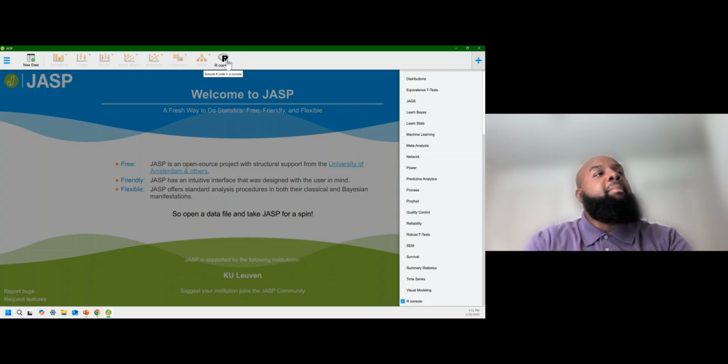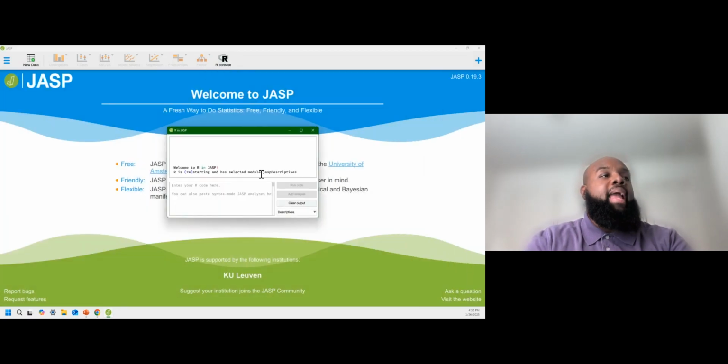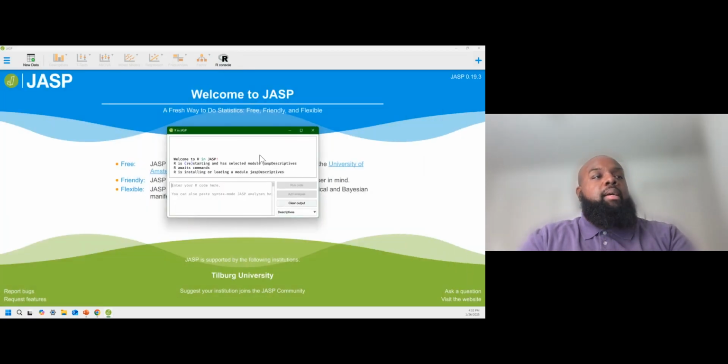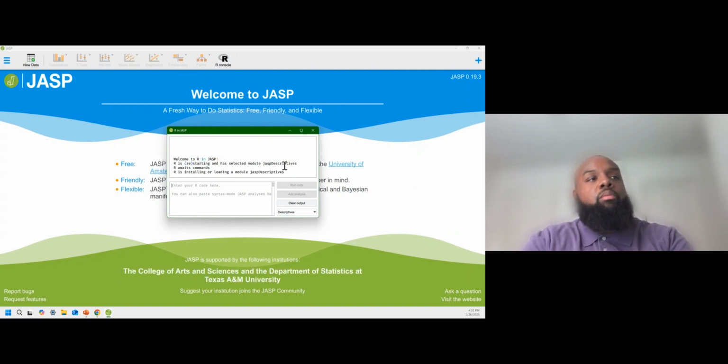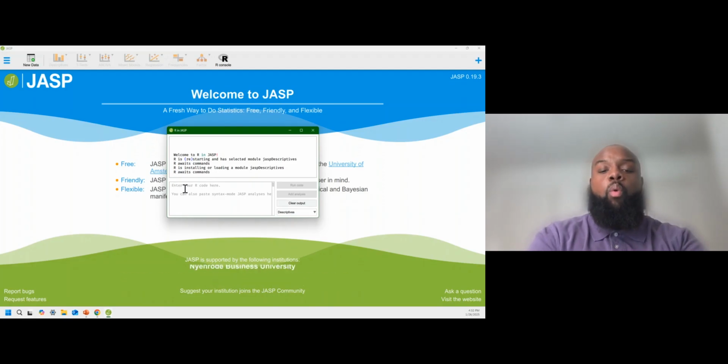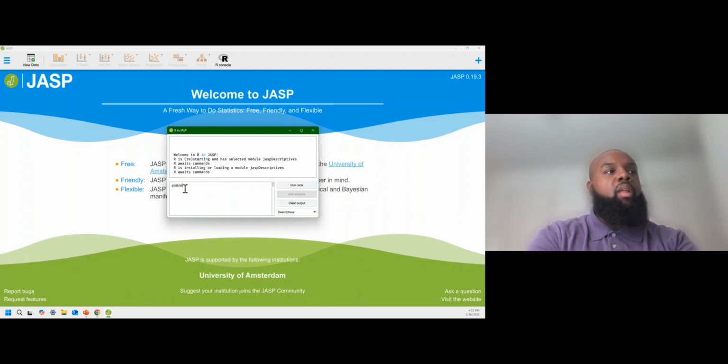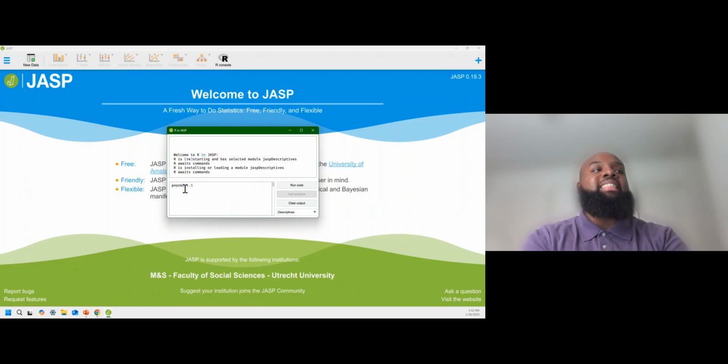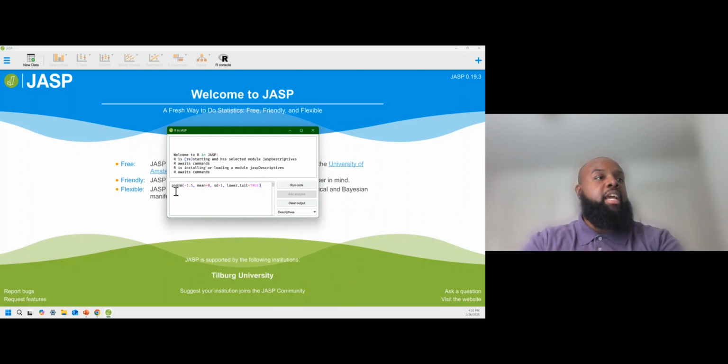But this one doesn't have a drop down menu, but it's going to open up a box here. And notice it says R is restarting and has selected module. It's installing this, and I've gotten to the point where it's awaiting commands. Now, we wanted to do pnorm. We had negative 1.5 as our Z. We had a mean of 0, a standard deviation equal to 1, and we had lower.tail equals TRUE because we wanted the values less than negative 1.5.